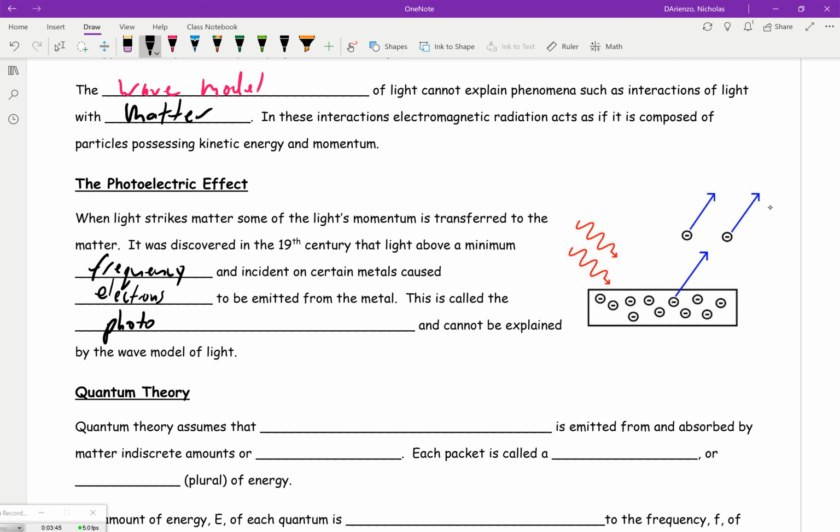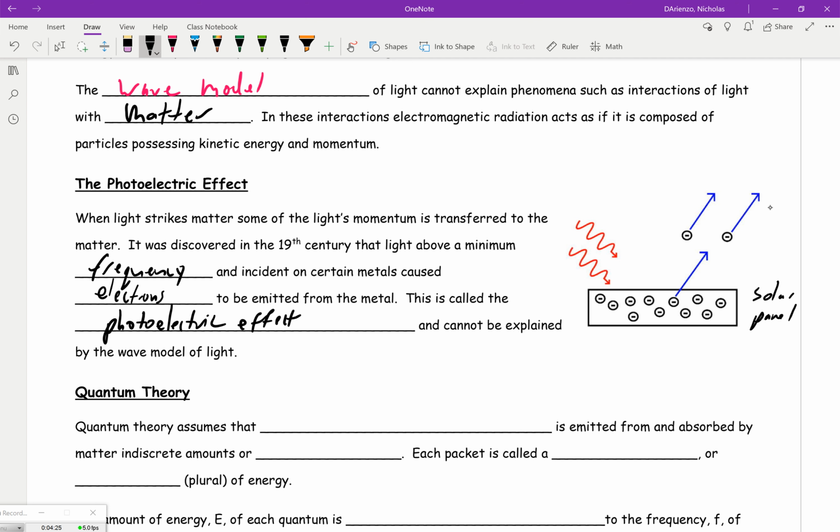So that's what we call the photoelectric effect. And that can't be explained by looking at light as a wave. So therefore, this interaction causes us to treat light as a particle as opposed to a wave. Now, you probably have more experience with this than you think, or at least an idea of how the photoelectric effect works. And the example that we'll talk about here is a solar panel.